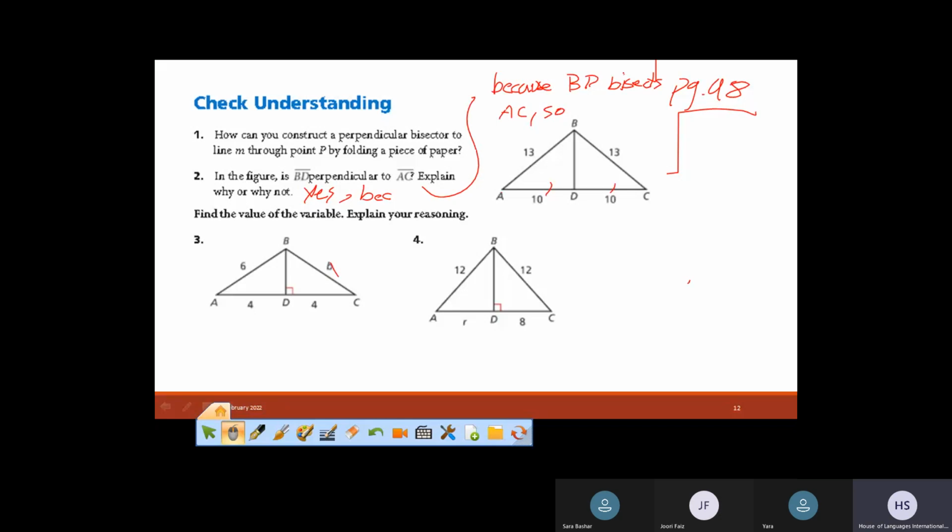There's no sign for bisect. So BD bisects AC and BA is equal to BC. So this is, bravo, because of the converse.